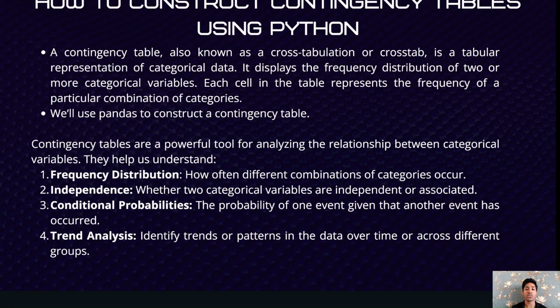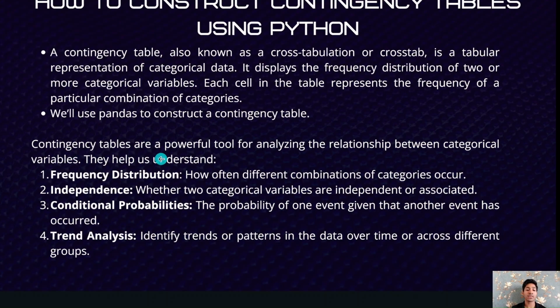Next, how to construct contingency tables using Python. So what is a contingency table? A contingency table, also known as cross tabulation or crosstab, is a tabular representation of categorical data. It displays the frequency distribution of two or more categorical variables. Each cell in the table represents the frequency of a particular combination of categories. We'll use the pandas library to construct a contingency table.